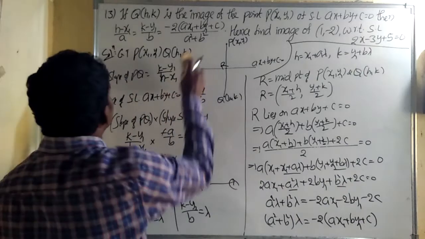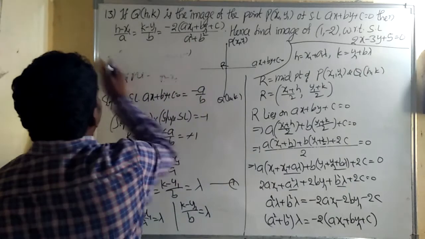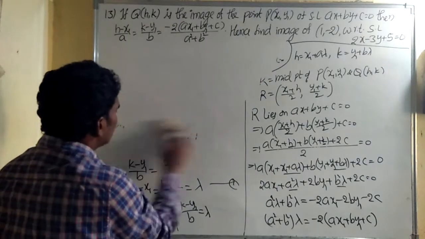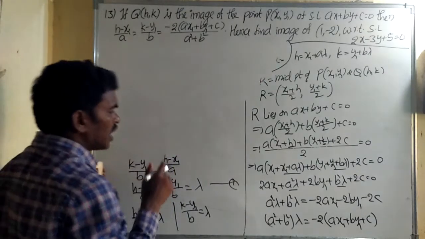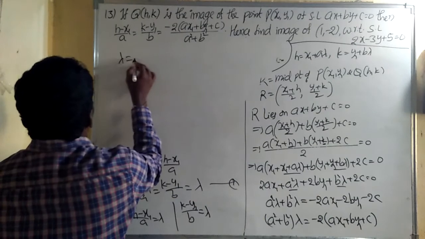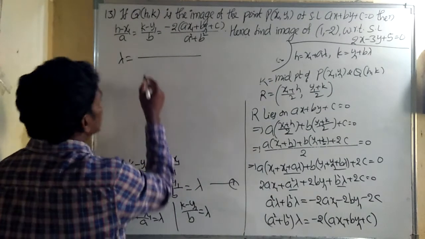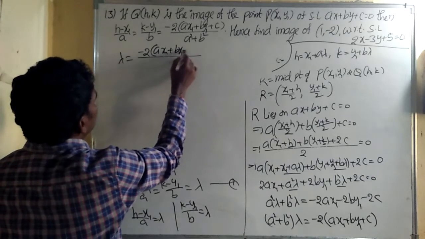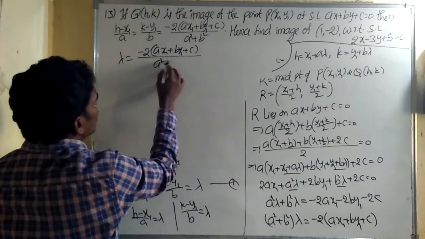Now lambda equals, sending a square plus b square to the right side. I am removing this. Is it clear? Okay. Diagram also we must draw. For the diagram we have 1 mark. Okay. So then lambda equals minus 2 into (ax1 plus by1 plus c) by (a square plus b square).